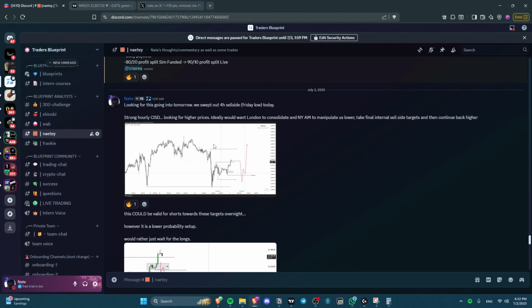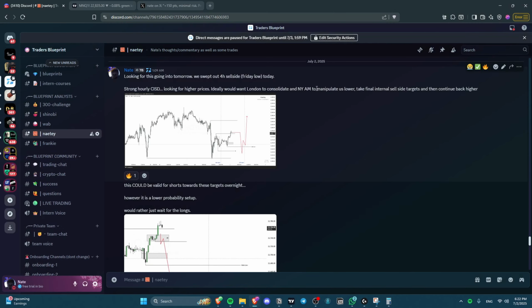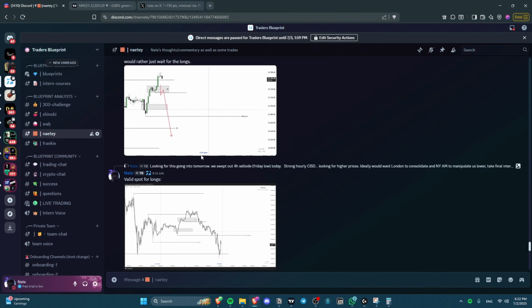And this is all alerted in or called out in the Discord. This is what I was anticipating in real time. I wanted price to reaccumulate these orders, manipulate, take final sell targets, and then continue back higher. I even called the potential shorts for this overnight, but this was low probability and I didn't take it.